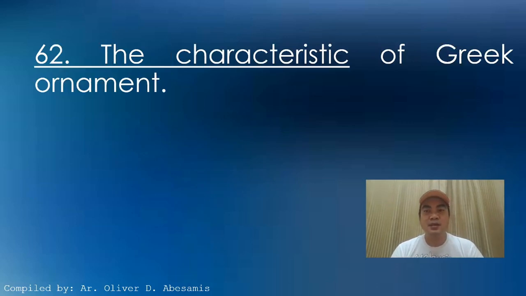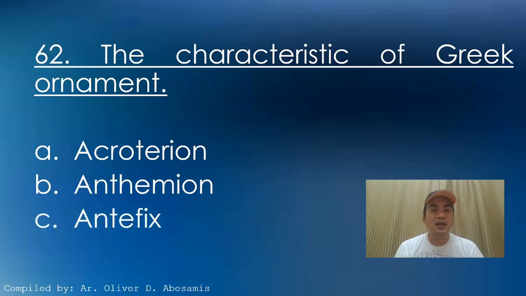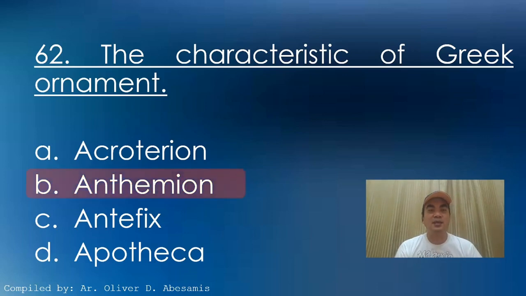62. The characteristic of Greek ornament. A. Akroterion. B. Anthemion. C. Antefix. D. Apotheca? Answer. B. Anthemion.